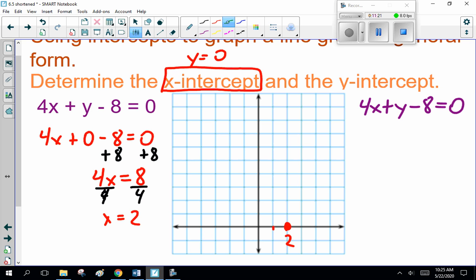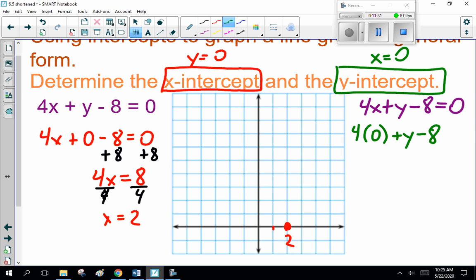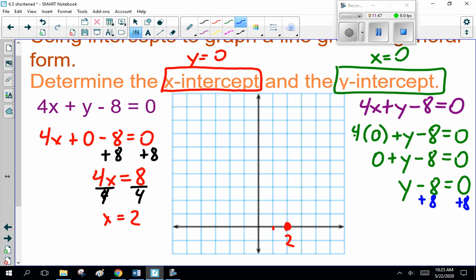And then we do the same thing for the y-intercept. The y-intercept, x equals 0. So 4 times 0 plus y minus 8 equals 0. 4 times 0 is 0. 0 plus y minus 8 is equal to 0, or y minus 8 equals 0. How do you solve for y now? Add 8 to both sides. So y equals 8. 1, 2, 3, 4, 5, 6, 7. And there we go.